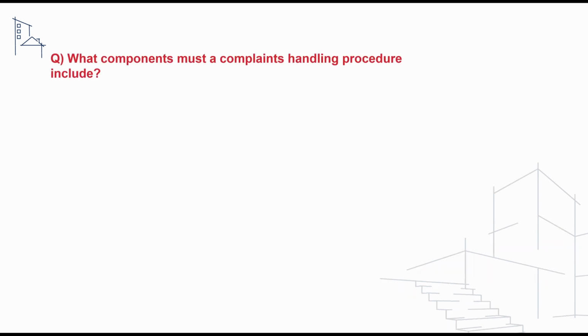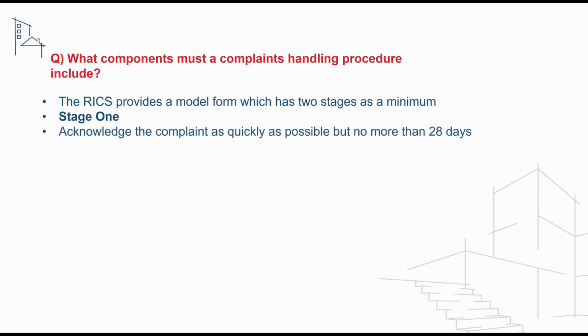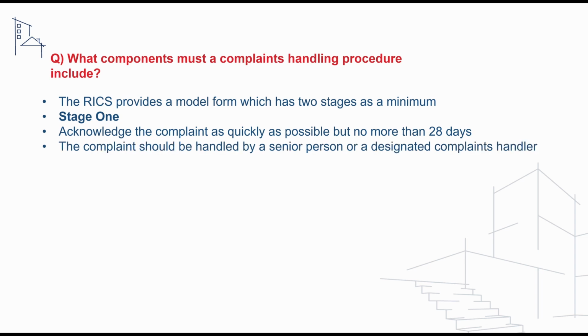The next question we'll take a look at is what components must a complaints handling procedure include? And to address this, we would first of all make reference that the RICS has a model form which has 2 stages as a minimum. Within stage 1, we need to acknowledge the complaint as quickly as possible, but this should take no longer than 28 days. The complaint should be handled by a senior person or designated complaints handler, and the first stage must be free of charge.